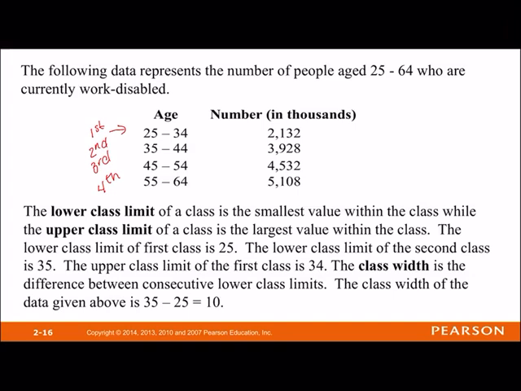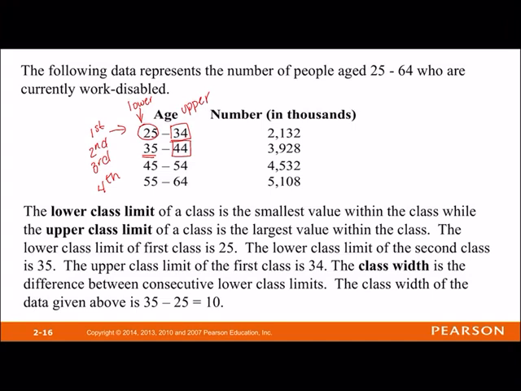So the lower class limit of your first class is 25. The lower limit of your second class is 35. The lower limit of your third class would be 45, so on and so forth. The upper limit of your first class is going to be 34. Your upper of your second class is 44. So it's lower on this side and upper on this side.